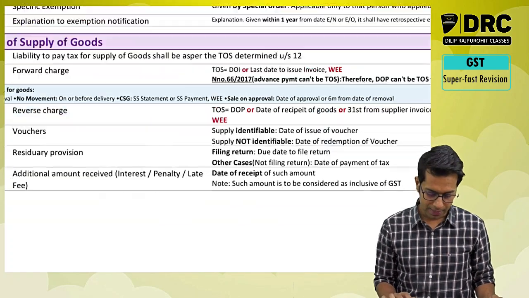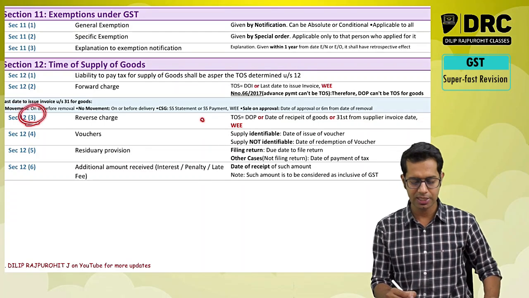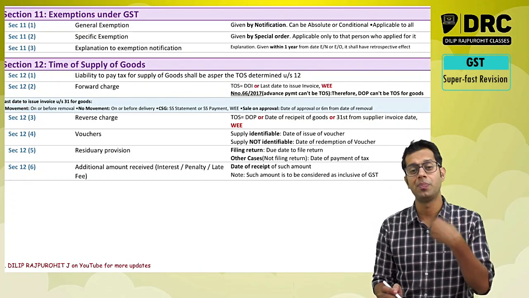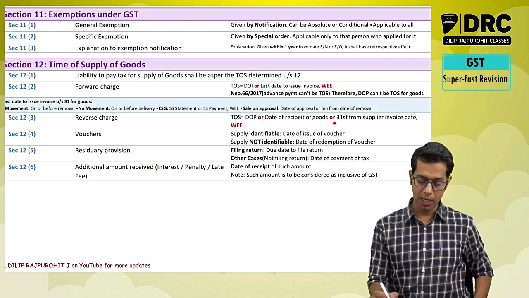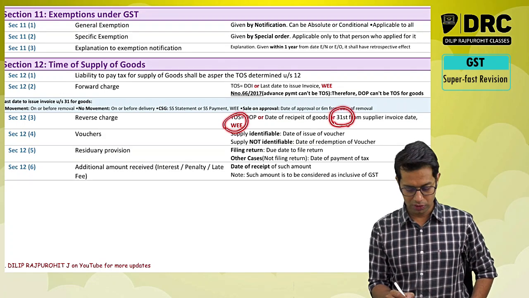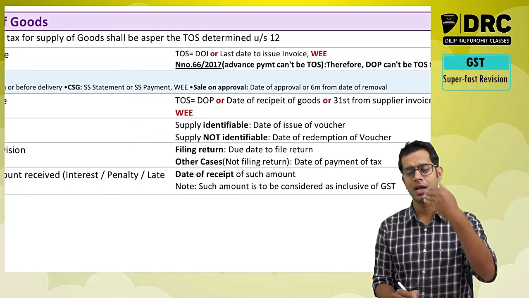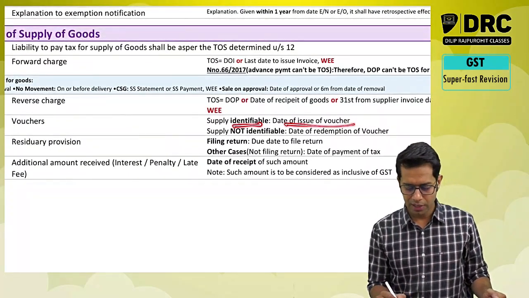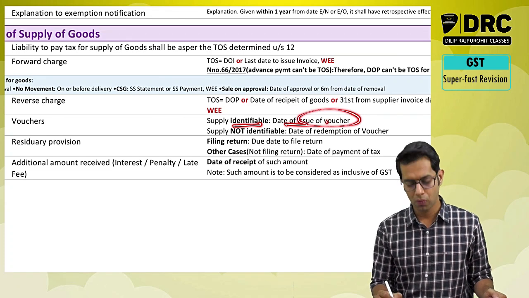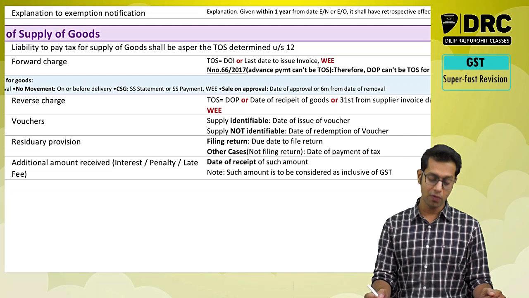So in case of reverse charge of goods, what is the time of supply? Section 12 subsection 3 says in case of reverse charge, the time of supply will be the date of making the payment, date of receipt of goods, or 31st day from the date of supplier invoice, whichever is earlier. So in case of vouchers, what is the time of supply? Check whether it is a supply identifiable voucher or supply not identifiable voucher. If it is a supply identifiable voucher, the time of supply will be the date of issue of voucher. If supply not identifiable voucher, the time of supply will be the date of redemption of voucher.